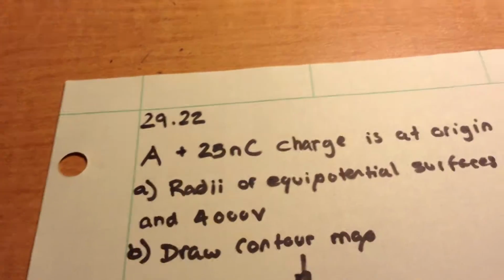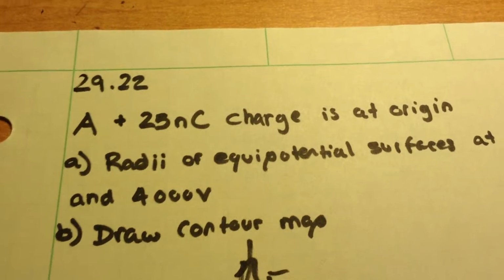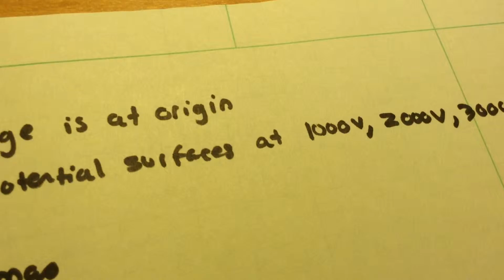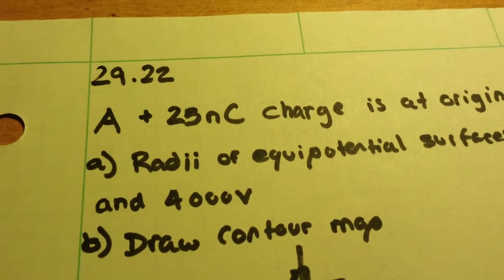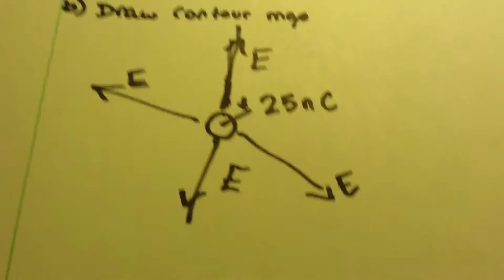Hi, I'm here to do problem number 22 in chapter 29. What it asks us to do is find the radii of equal potential surfaces at various voltages away from a point charge of 25 nanocoulombs, which is at the origin.